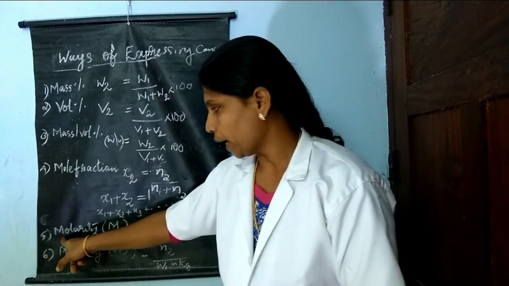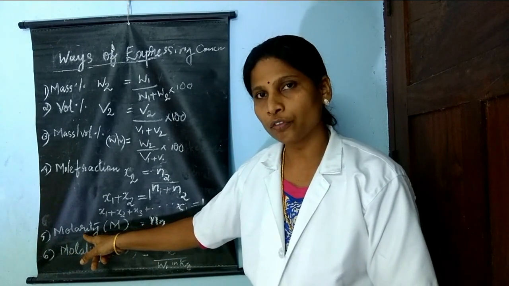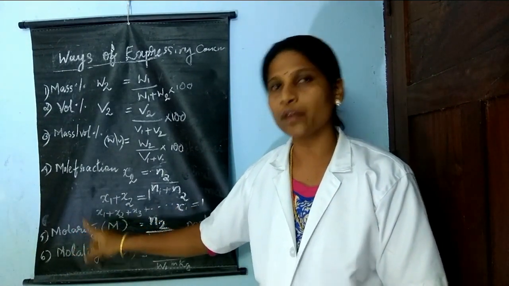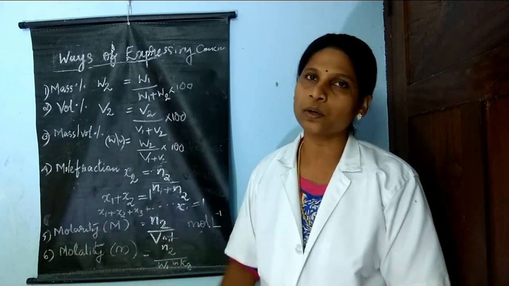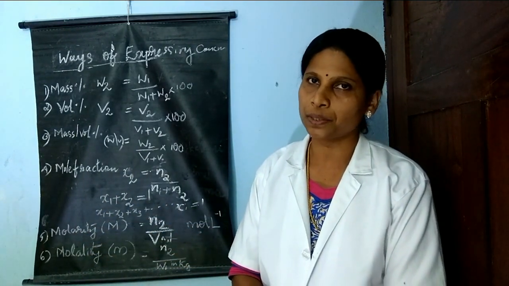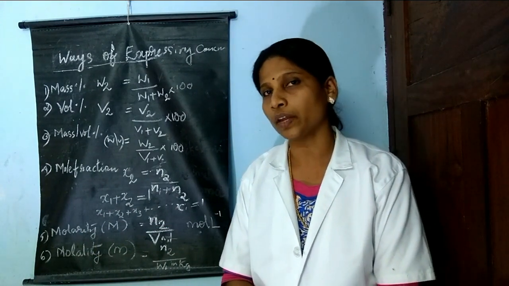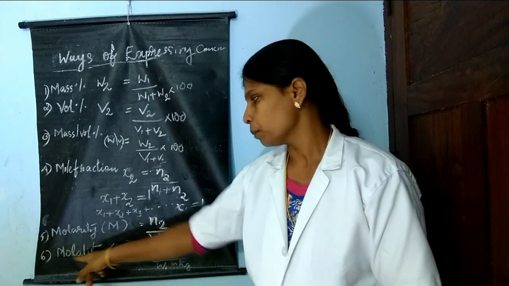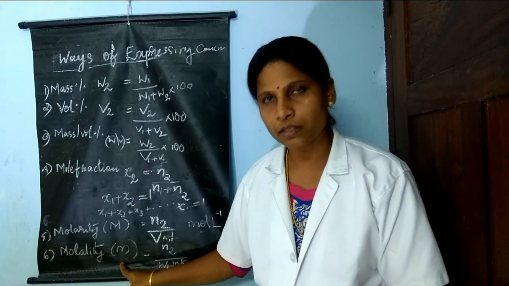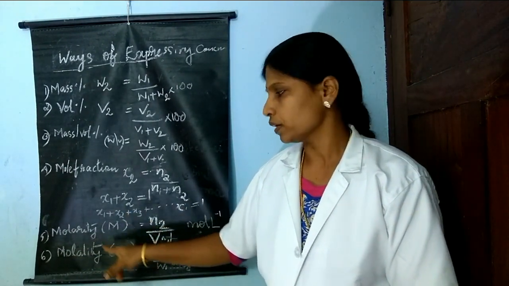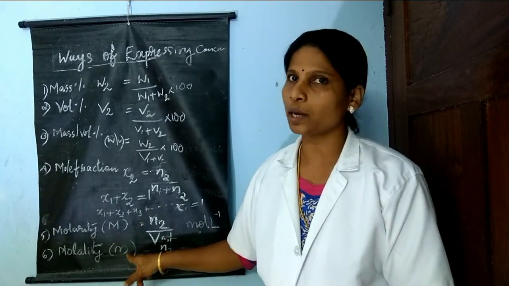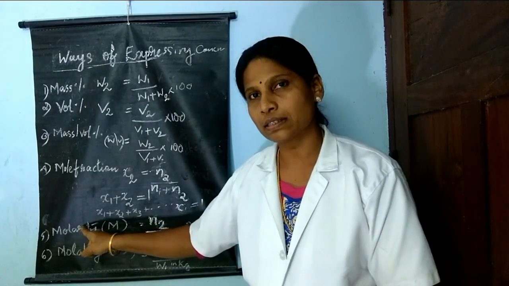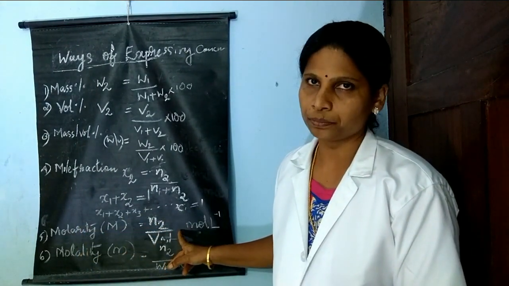So for molarity of solution, 0.05 molar NaOH means 0.05 moles of NaOH, sodium hydroxide, dissolved in 1 liter of solution. Molality 0.05 means 0.05 moles dissolved in 1 kilogram of solvent. So molality is in terms of kilogram of solvent, molarity is in terms of volume of solution.